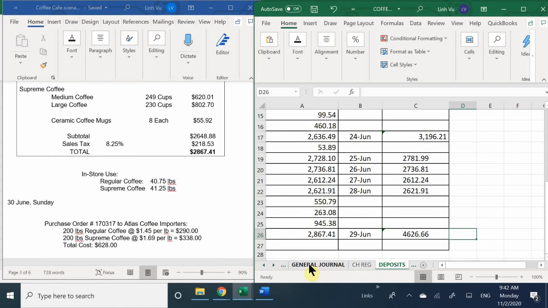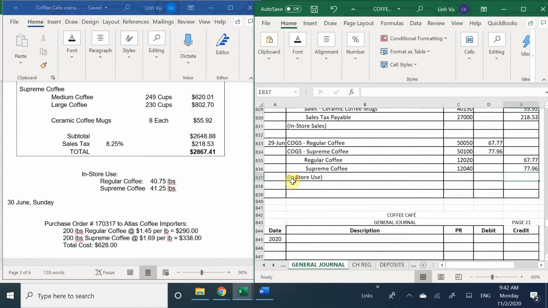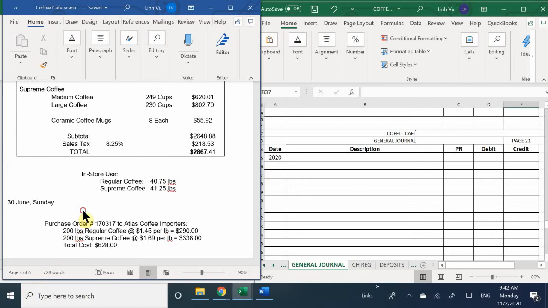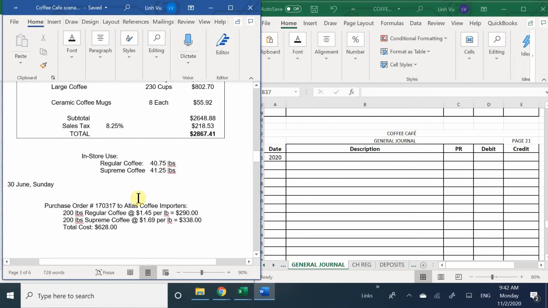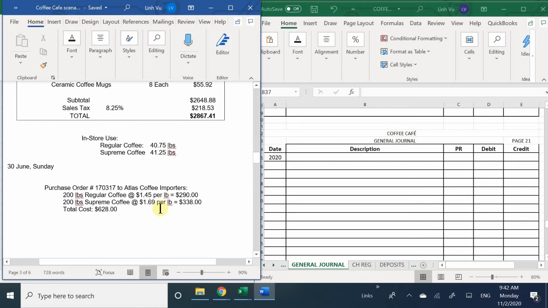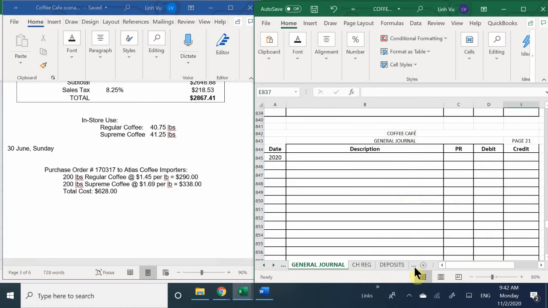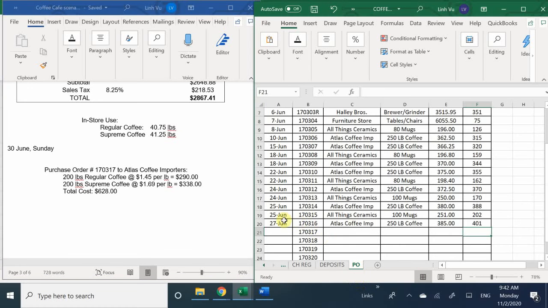Okay. And we finished the 29th. And we finished our journal here. So we're on page 21 on our journal. And lastly, what did we do on June 30th? What happened here? Purchase order. So we'll just go to purchase orders. Okay. Does it match up? Yes, it does.